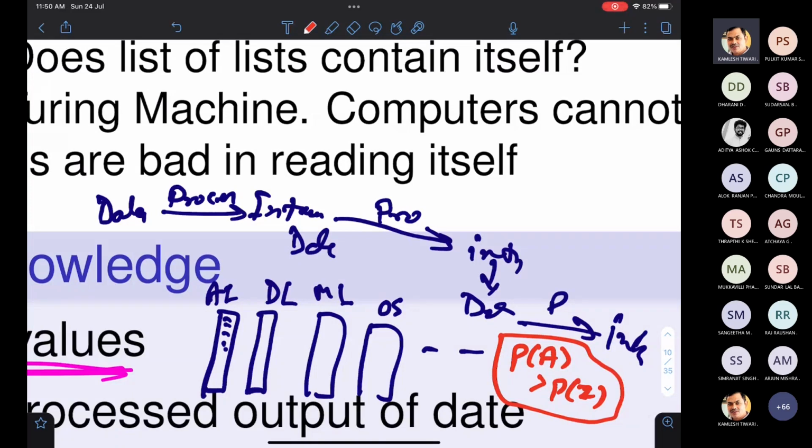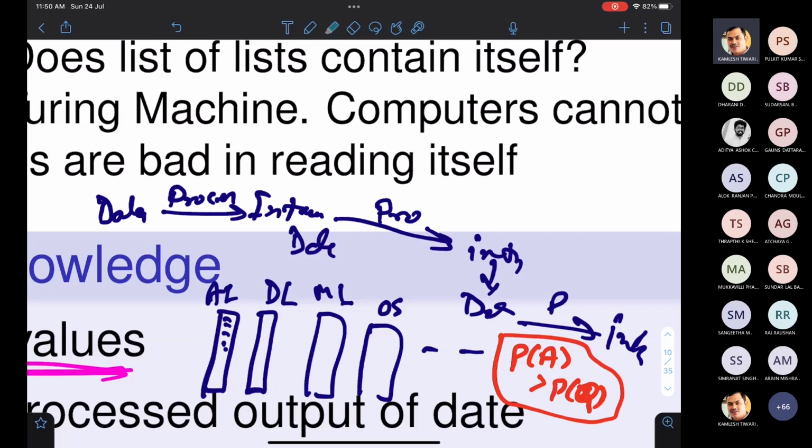This is the information. If you pick any list, in most cases the people whose name starts with A are way larger in number than the people whose name starts with Z or Q. Yes or no? If I pick any list, people whose name starts with A are way greater than the people whose name starts with Q. Okay.